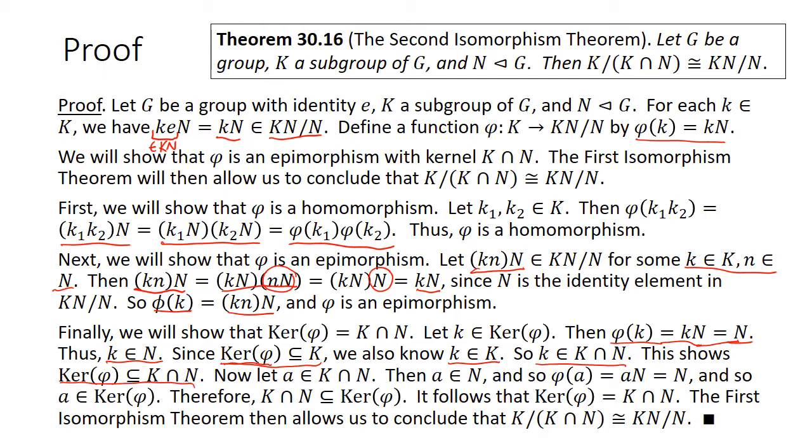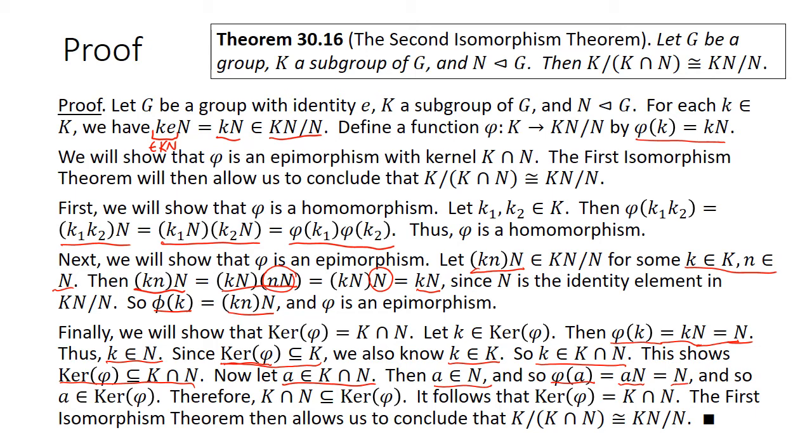So now we want to go the other way around and show that K intersect N is also a subset of the kernel. So we're going to start by taking an element that is in K intersect N, and then we'll show that that's in the kernel. Okay, so from the fact that a is in K intersect N, that means that a is in N. Okay, so if we plug a into the phi function it gives us this coset right here, aN, and then since a is an element of N, that's going to simplify to N.